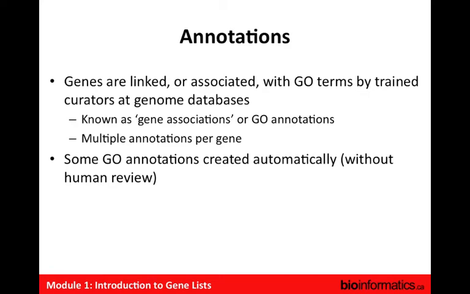The second part of gene ontology that really makes it useful for us is annotations. Basically, this is taking a term from the dictionary and linking it to a gene. That's a separate group of people, a separate process that does that. In general, these are known as gene associations or GO annotations. You can have multiple annotations per gene. So a given gene might be a protein kinase involved in the cell cycle, present in the nucleus.